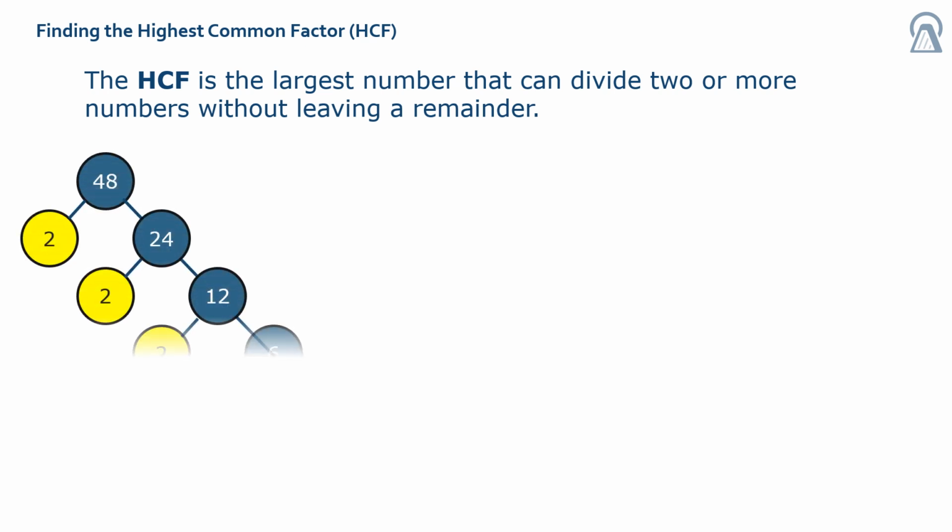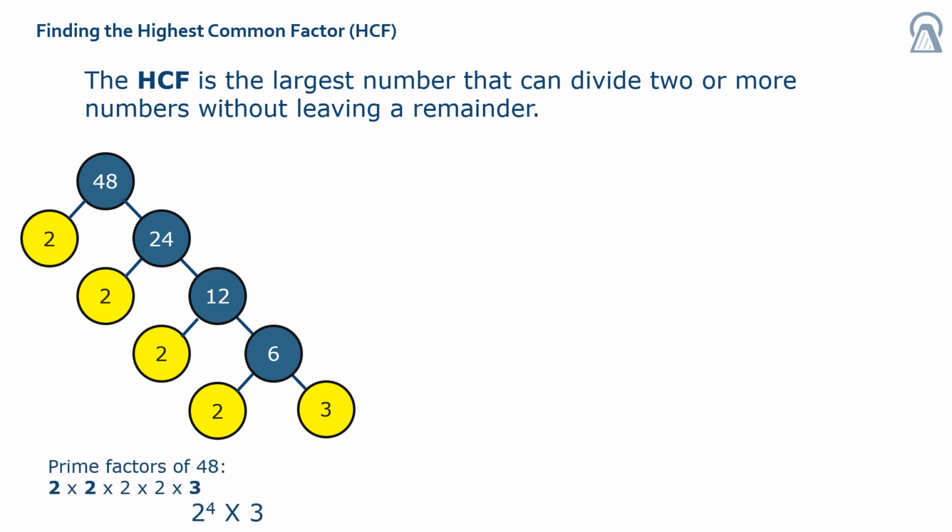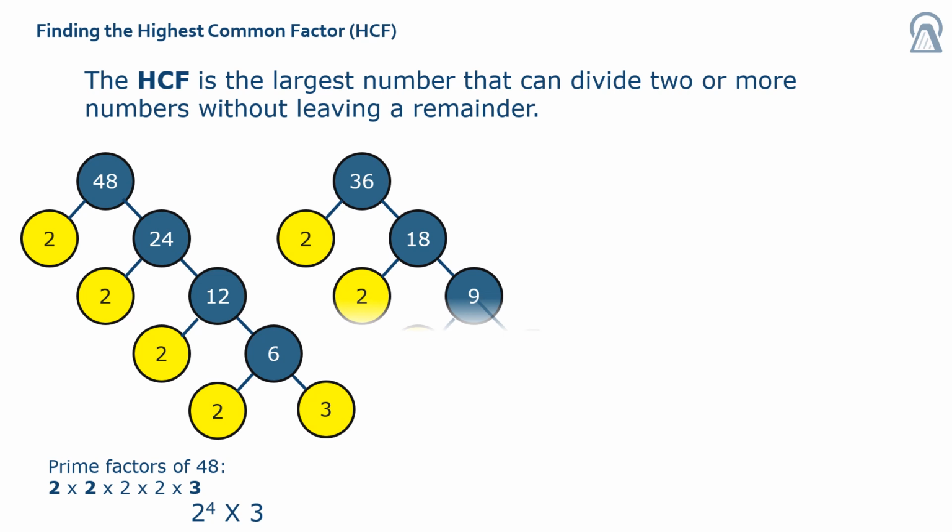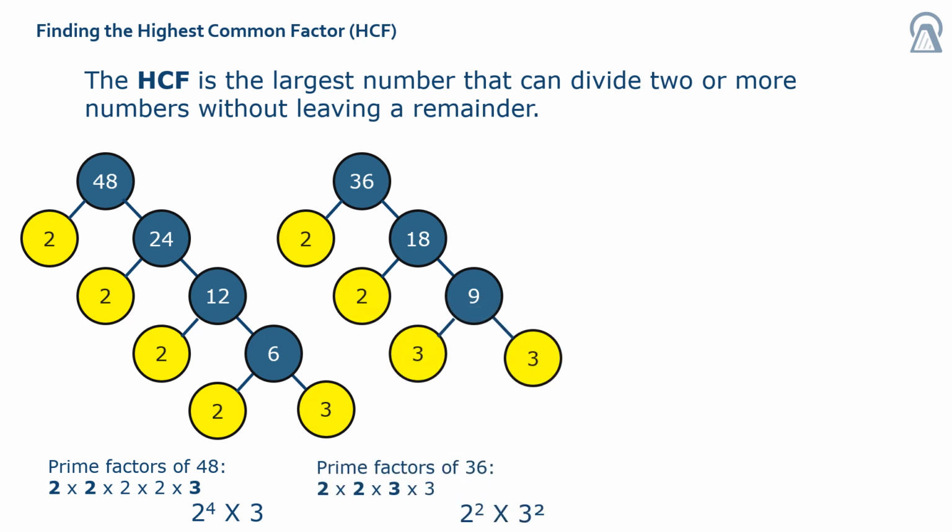For example, if we take the number 48, it can be broken down to 2 multiplied by 2, multiplied by 2, multiplied by 2, multiplied by 3, or in short, 2 to the power of 4 times 3. If we were then trying to find the highest common factor between 48 and 36, we do the same thing with 36, which can be broken down into 2 times 2 times 3 times 3, otherwise known as 2 squared times 3 squared.